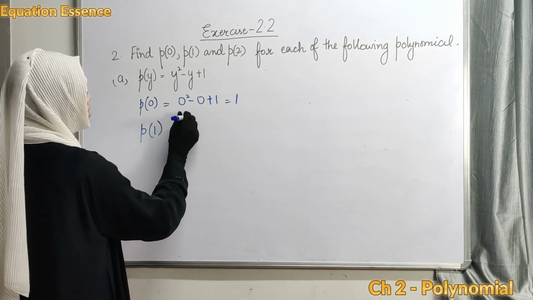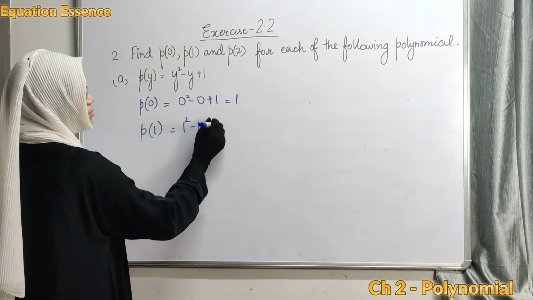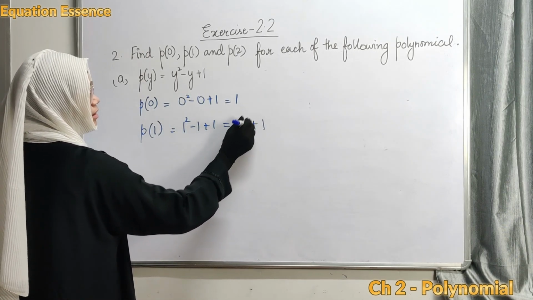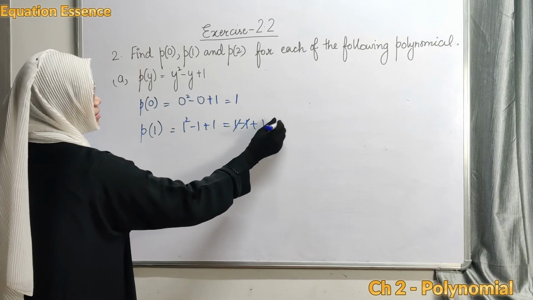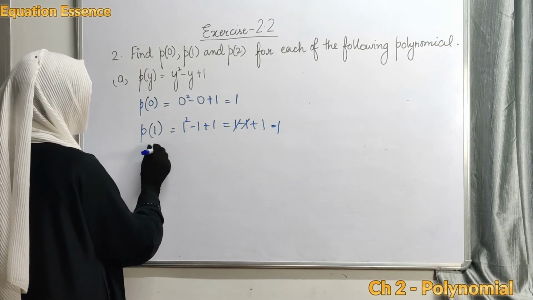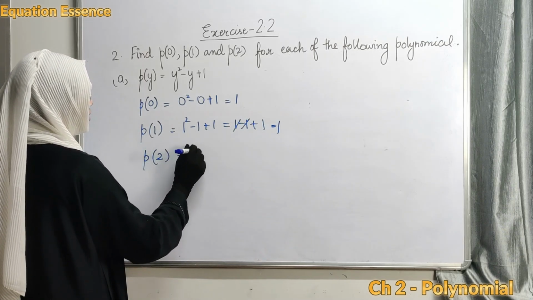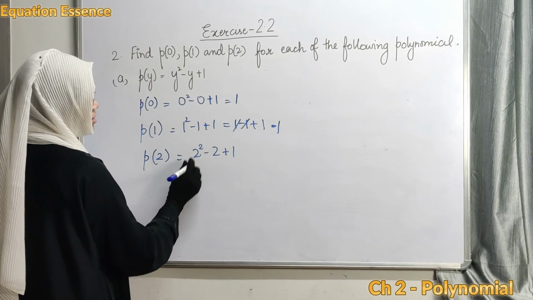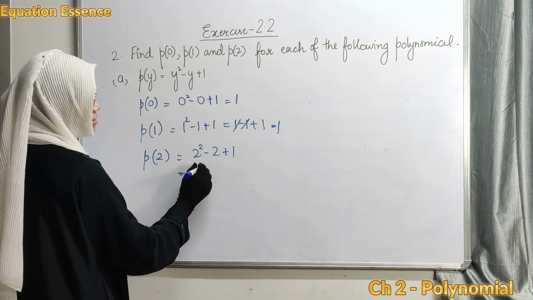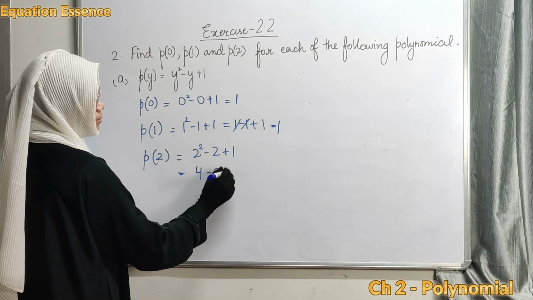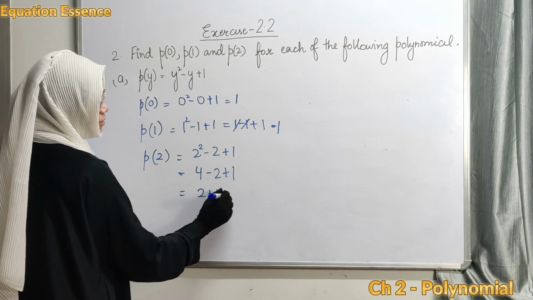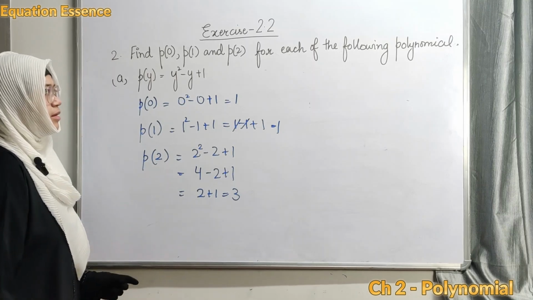P(1) equals 1 squared minus 1 plus 1. It will become 1 minus 1 plus 1. Your answer is 1. At p(2), 2 squared minus 2 plus 1. What is the value of 2 squared? This is 4 minus 2 plus 1. 4 minus 2 is 2, plus 1. 2 plus 1 is 3.